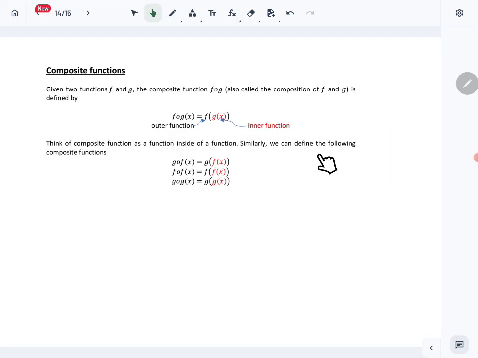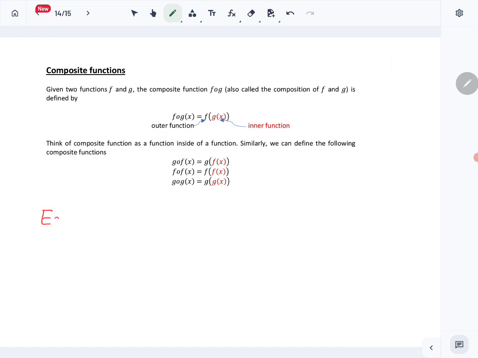Then similarly we can define other composite functions. So now g circle f. So g is the outer function, f is inside of g. Then f circle f. So f is the outer and f is the inner also here. Then g circle g means g is the outer and g is the inner function itself, right?